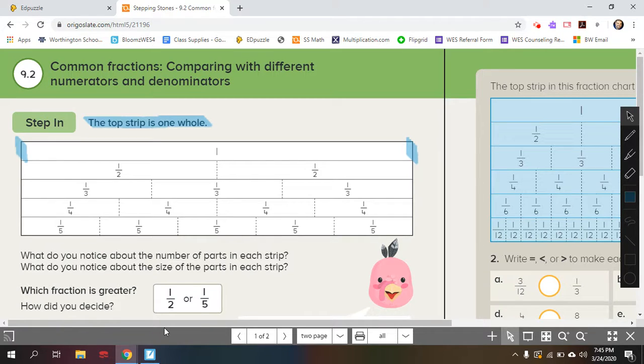What we're going to be doing in lesson 9.2 is comparing different fractions that have different numerators and different denominators. But they are going to be similar in some sense, and we'll talk more about that in this video and a little bit in another video later on.